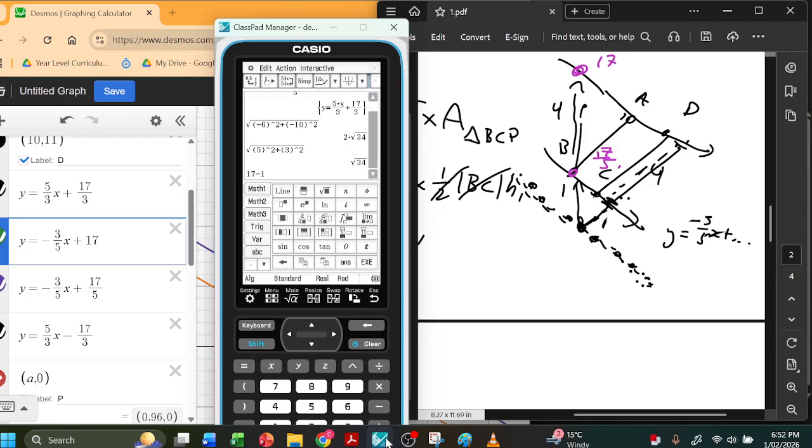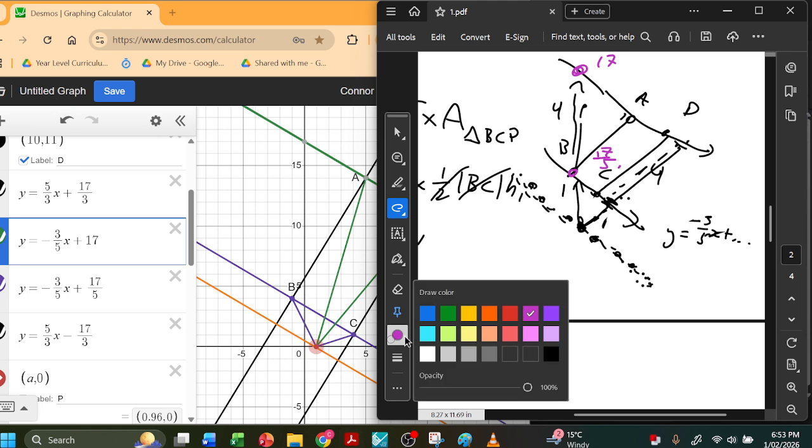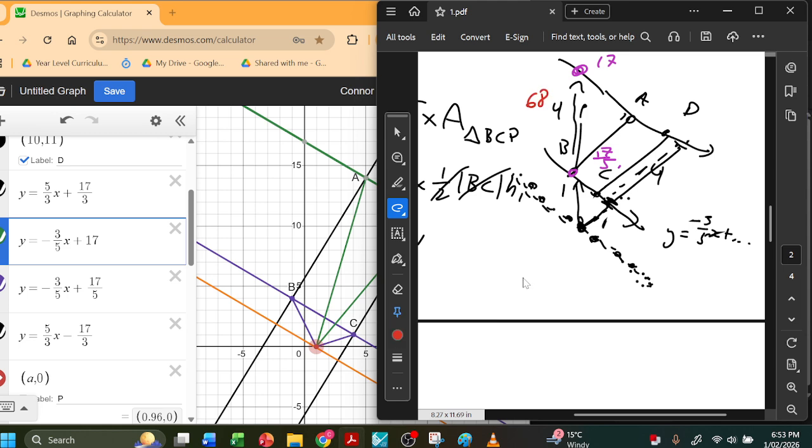So 17 minus 17 over 5, which is 68 over 5, right? So the distance between those 2 points is 68 over 5, okay? And I'm saying that if this ratio is a 1 to 4 ratio, then the ratio of 68 over 5 to whatever this distance here is must be that same ratio.